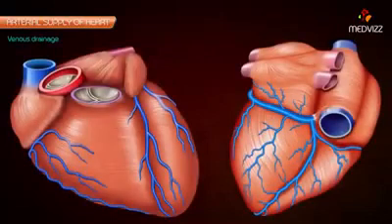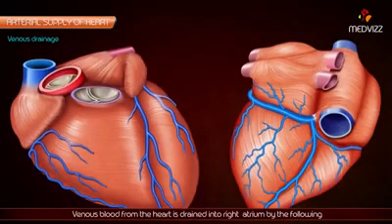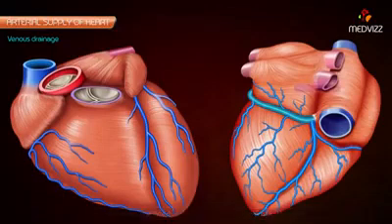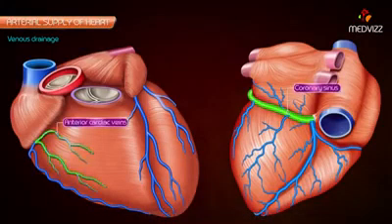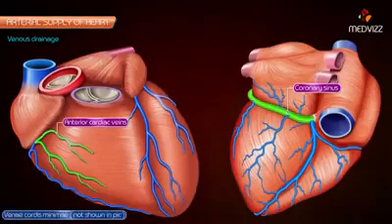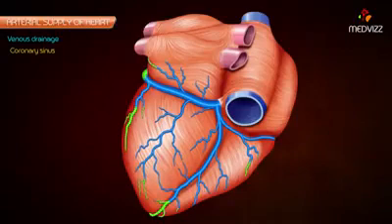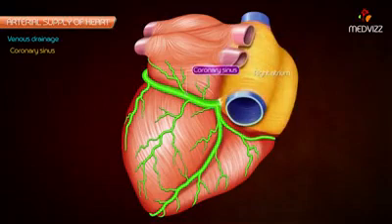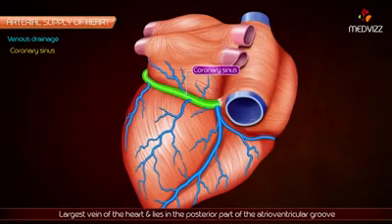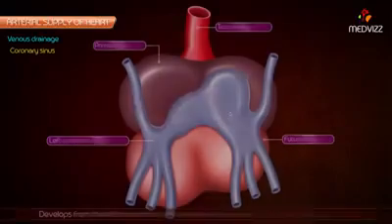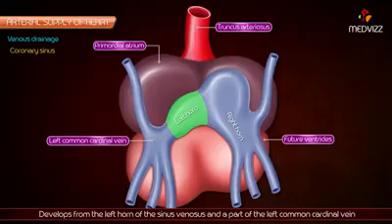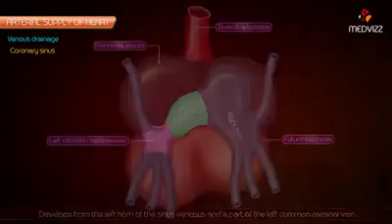Venous drainage of the heart. Venous blood from the heart is drained into the right atrium by the following: coronary sinus, anterior cardiac veins, venae cordis minimi, also known as Thebesian veins. Coronary sinus. It is the principal vein of the heart. Most of the venous blood from the walls of the heart is drained into the right atrium through the coronary sinus. The coronary sinus is the largest vein of the heart and lies in the posterior part of the atrioventricular groove. It develops from the left horn of the sinus venosus and a part of the left common cardinal vein.